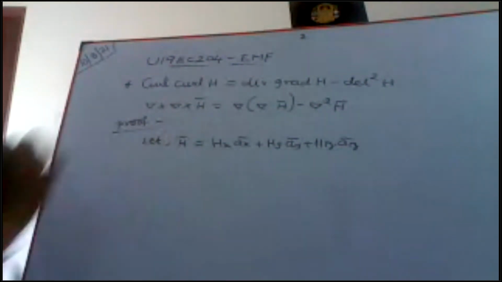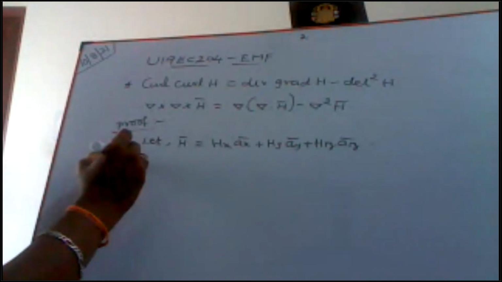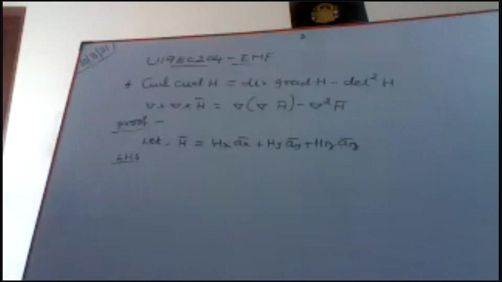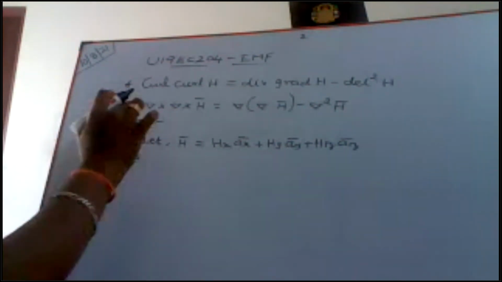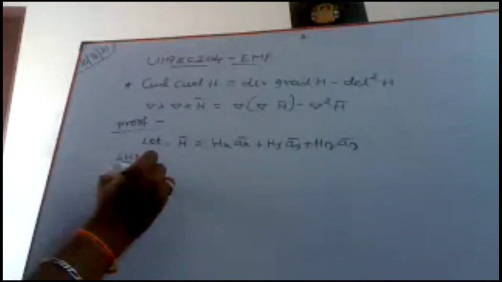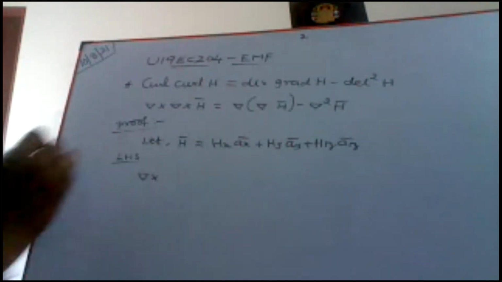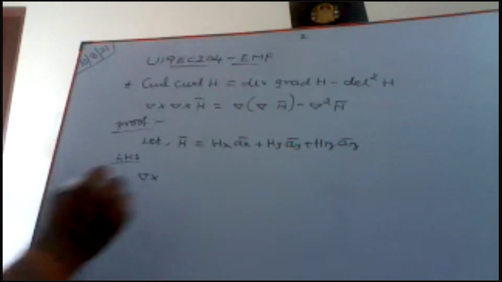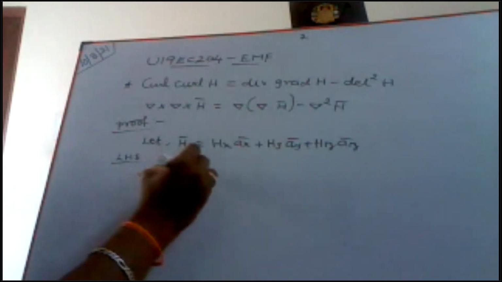This is what we have to prove. I am going to take the left hand side and prove the right hand side. Okay? So for the left hand side, which operation do we have to do first? Either del cross del or del cross H. Which do I have to do first? Yes, Pavitra. Sir, del cross H, sir. Del cross H we will do first.